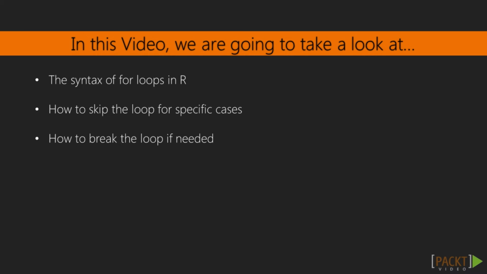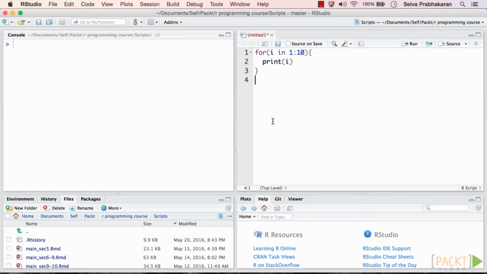In this video, you will learn the syntax of for loops in R, skipping the loop for specific cases, and how to break the loop if needed. The syntax of writing for loops goes like this. An example would be: it's not necessary that the vector should only be of the numeric type. It could be a character as well.